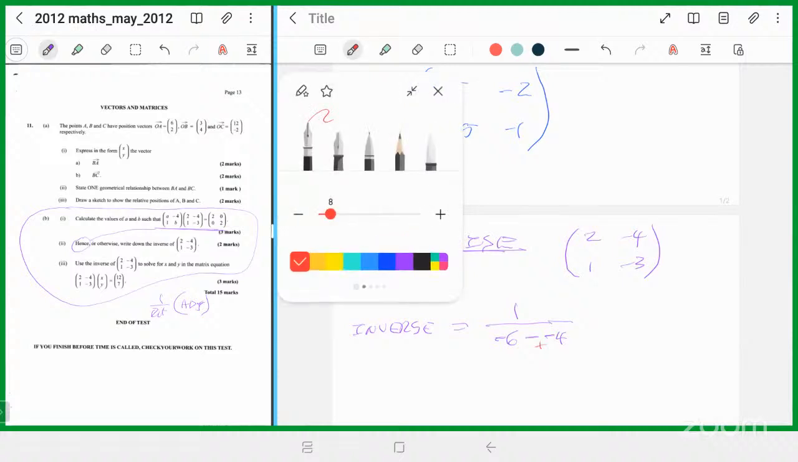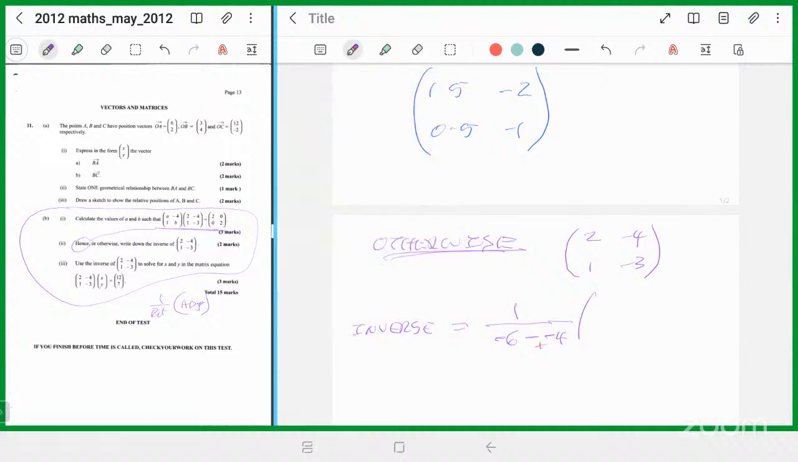And you multiply that by the adjoint matrix, the adjoint. So you interchange these two, swap them around. We get -3, 2. And you leave this one where it is and change the sign to a 4 right here. Leave this one where it is and change the sign to a -1 right there.